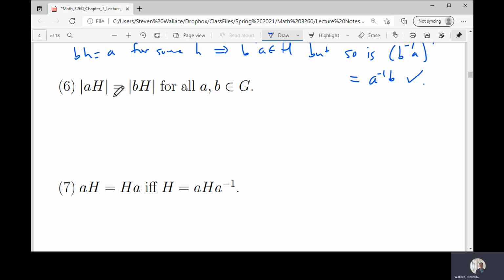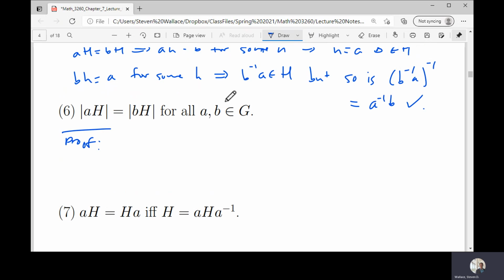All of the cosets have the same cardinality. They have all the same number of elements. So to prove this, we need to find a one-to-one correspondence. Okay. Oh, and let me say this one thing.